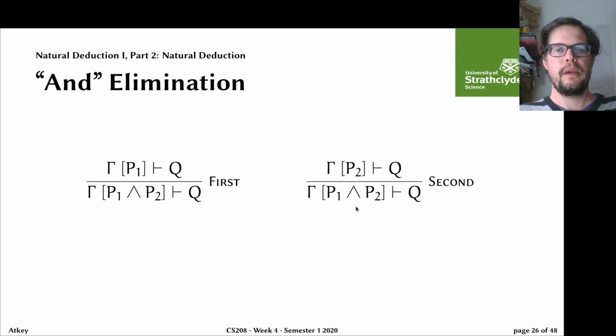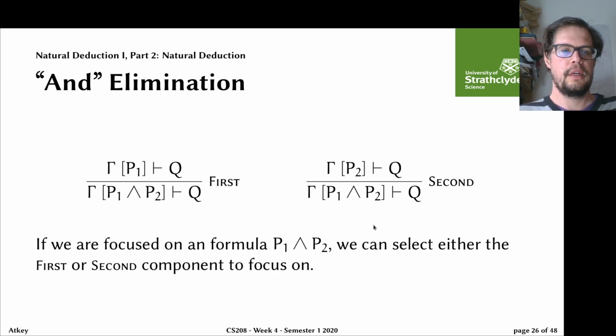Or reading up, we can say, well, if we've got P1 and P2, then we call a method just to get the second part in this one, or we call a method and get the first part in this one. So, in other words, if we're focused on a formula P1 and P2, we can select either the first or second component to focus on. So let's see how this works in another proof.